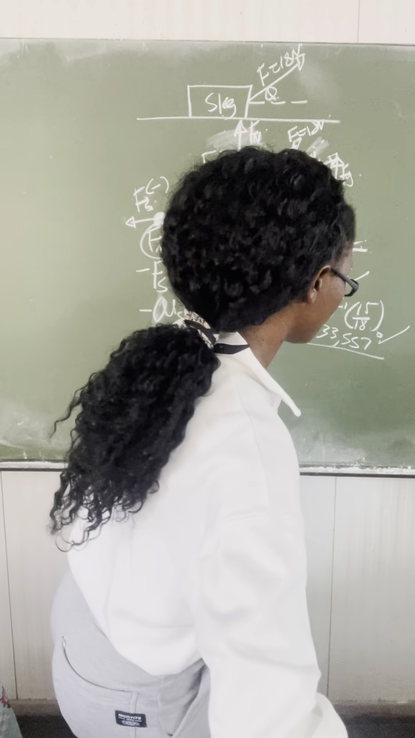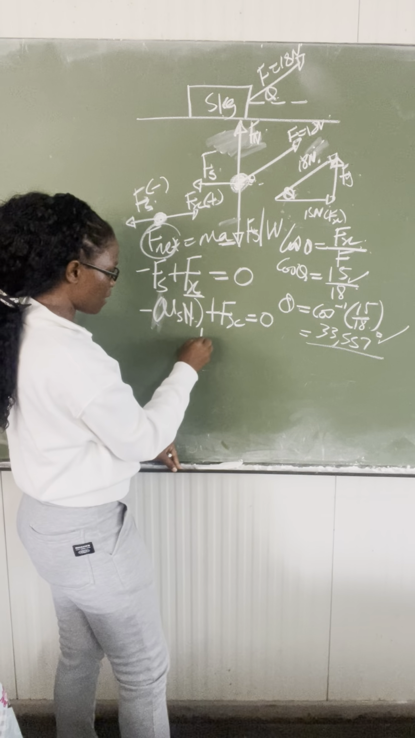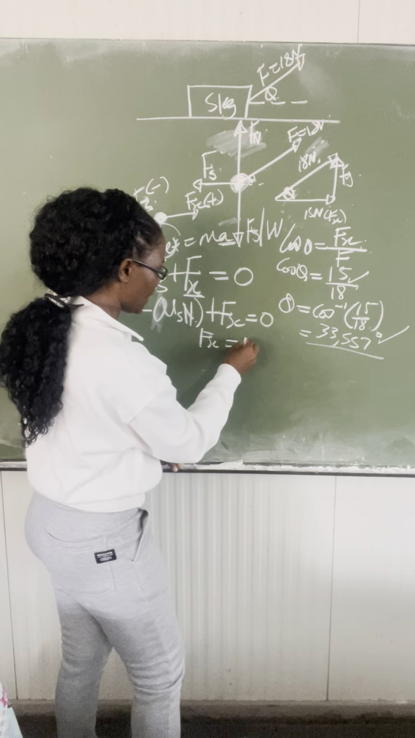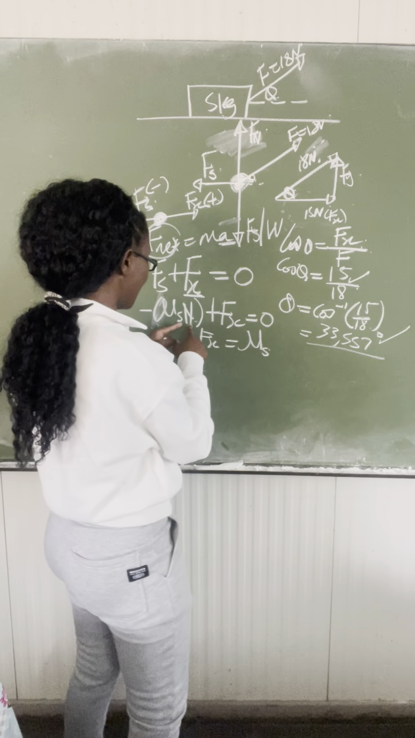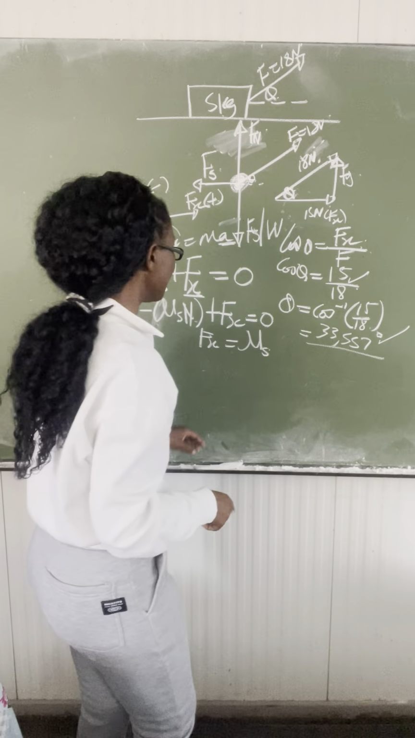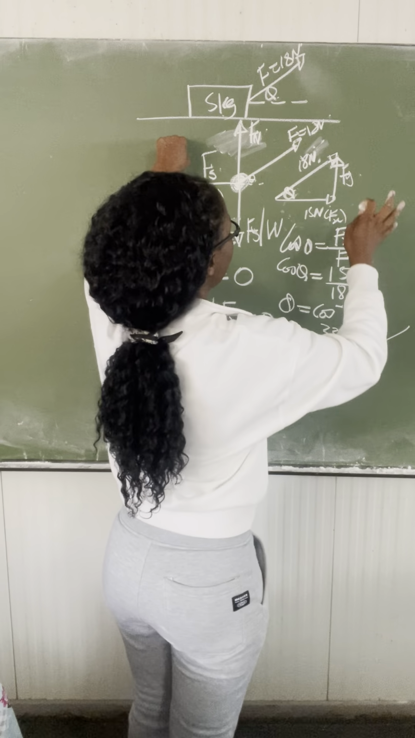Now let us take that to that side, so that this one will be positive. Allow me to say my Fx is equal to mu s, of course, and then the normal force. When finding the normal force, we know the basics. Our normal force in this case is going to be equal to what?